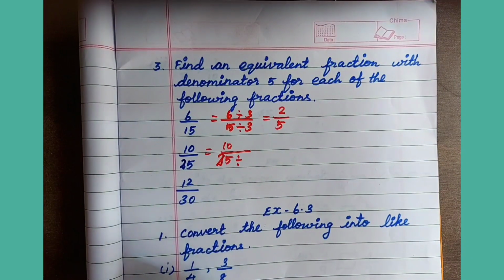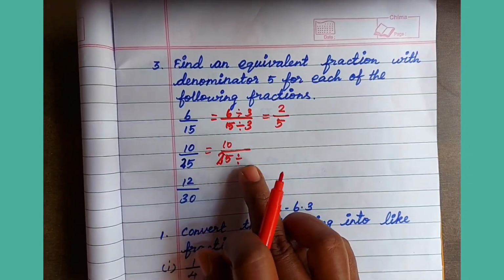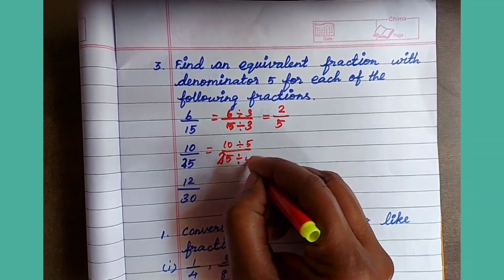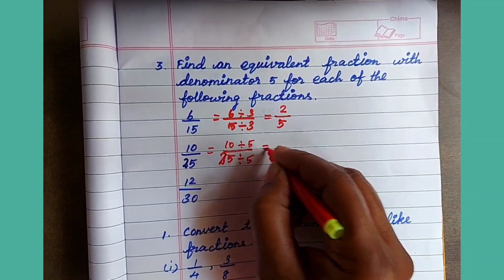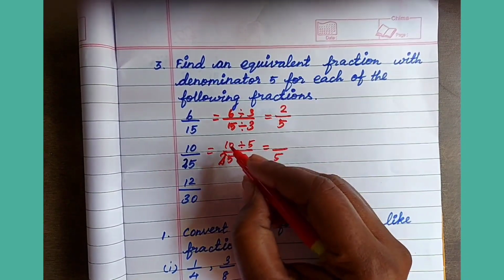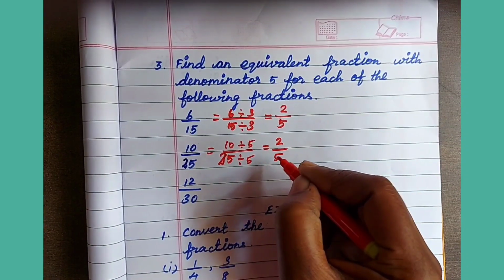The denominator value is 25. So 10 divided by 25, we have to divide the value using the 5 table. 5 5s are 25. Next, in the 5 table, how many times is 10? 2 times. So 2 by 5 is the answer.